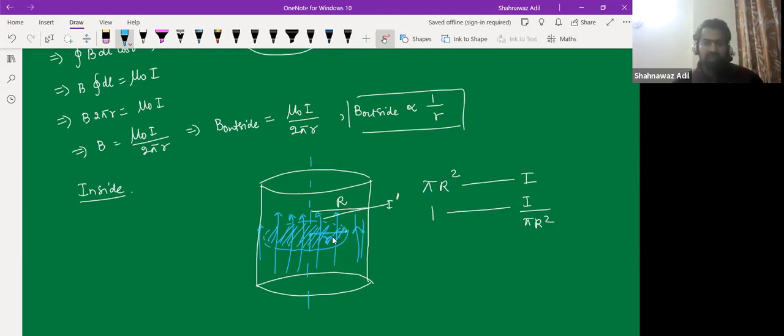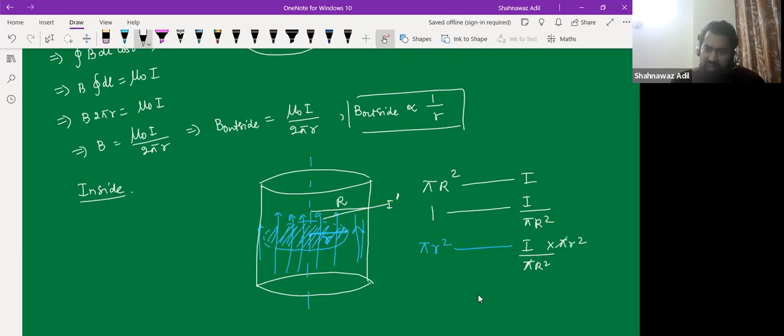Yes, sir, only the region of the disk. So what is the area of the disk? This is pi r square, right? So this would be the current passing through this area. That would be I by pi r square into pi r square.